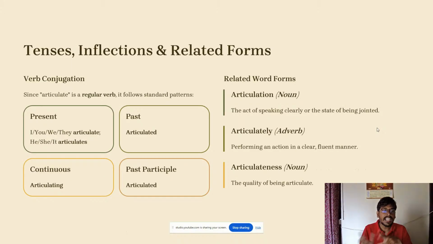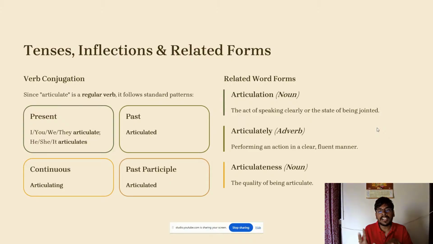So tenses. In present tense, articulate we directly use, and articulates if it's he, she, or it; with we, we use articulate. Past tense is articulated, continuous tense is articulating, and past participle is articulated. So past tense and past participle are articulated, and continuous tense is articulating.